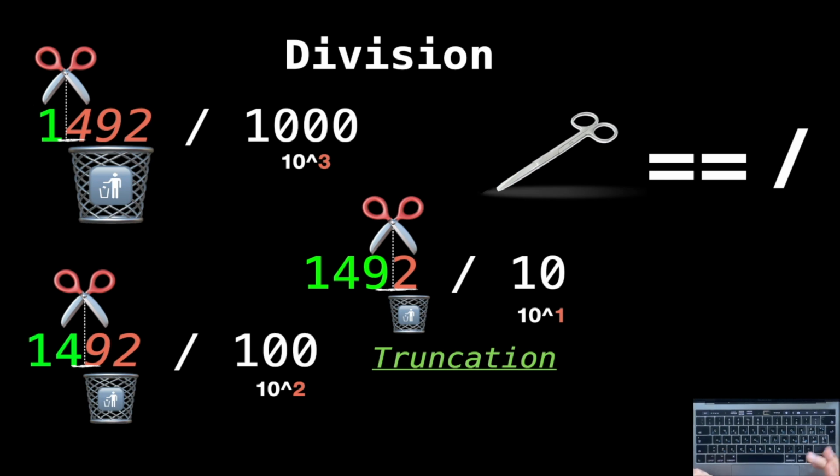All right, so divided by 10, I throw in the bin one digit, divided by 100, I throw in the bin 2 digits, divided by 1000, I throw in the bin 3 digits. Okay, so when I have division, I throw in the bin as many digits as there are zeros in the divisor. You can understand division in this fashion. I think it's pretty easy to grasp. So division is like a scissor.